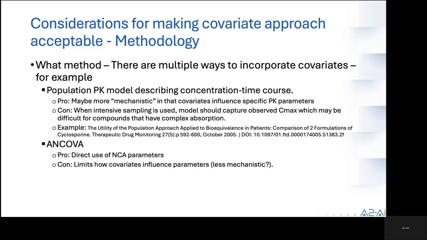Alternatively, one can use an ANCOVA, like was shown in the drug interaction paper that I referenced earlier. Here, one directly uses the non-compartmental analysis parameters Cmax and AUC. The downside here is that it limits how covariates influence the parameters. It's less mechanistic, if you will.